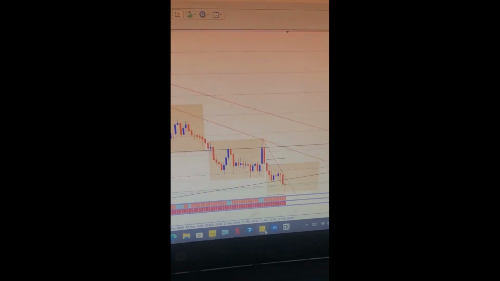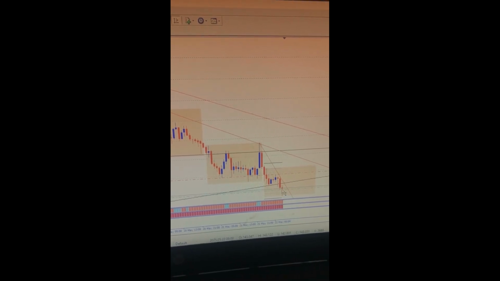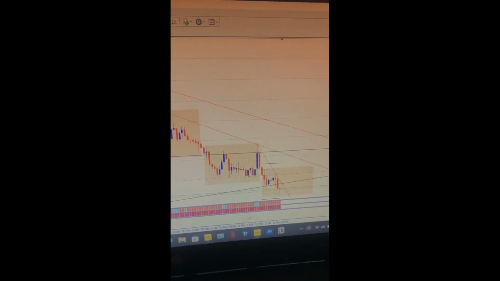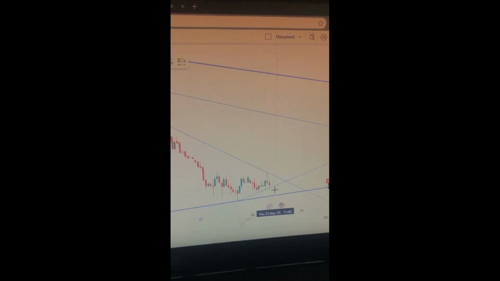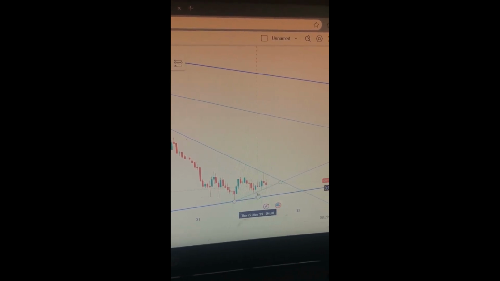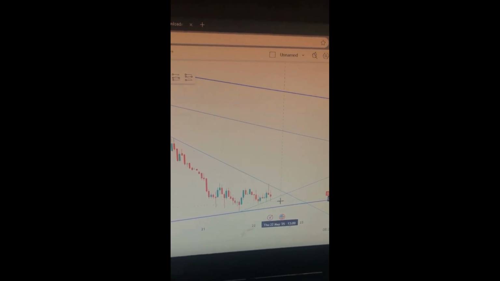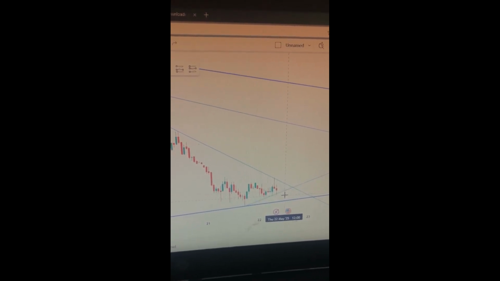This is my MT5 platform. While we have the price reacting, moving down and then coming back up to this area, it is simply because the DXY is also reacting, bouncing from this support right here. So I don't know what's going to happen next. I definitely shouldn't have entered this trade.